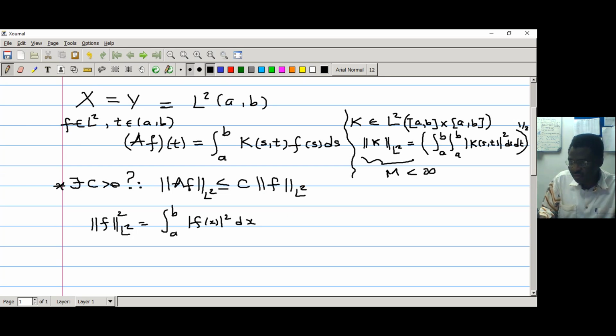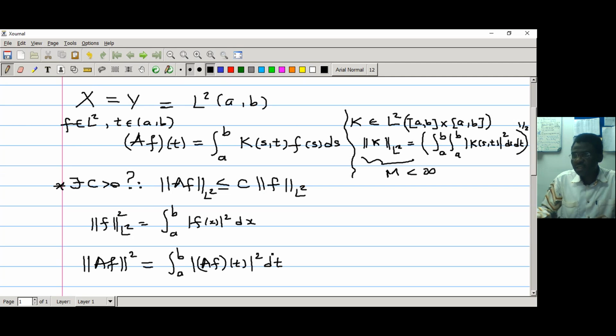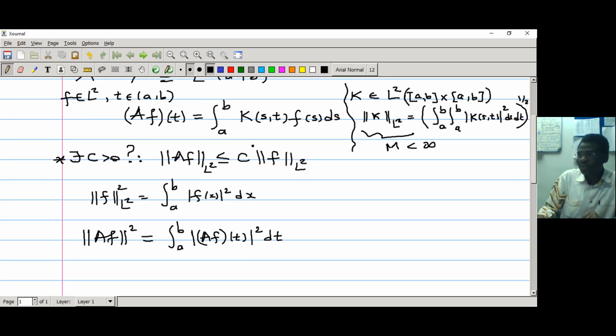So if you write the same thing for Af, we can say that the two norm of Af squared is equal to the integral from a to b, absolute value of Af applied to a certain x value. In our case, we already put t there. Let us write t, square like this, dt. So that's how we start. We just take the absolute value of this expression, square it, and integrate, and see what we get.